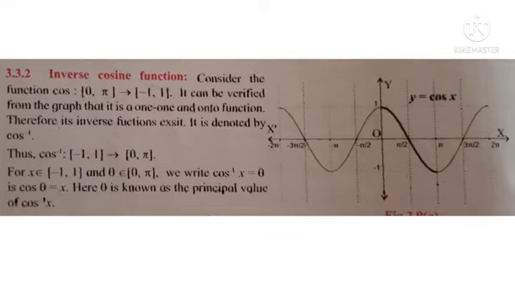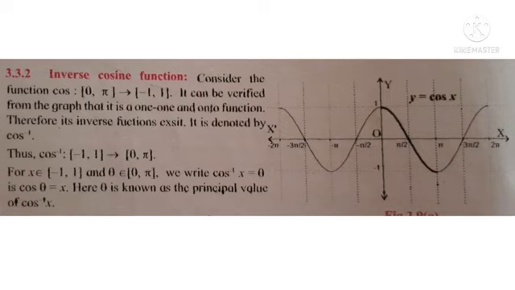Now we see the inverse cosine function. Consider the function cos from the closed interval 0 to pi to the closed interval -1 to 1. It can be verified from the graph that it is a one-one and onto function.